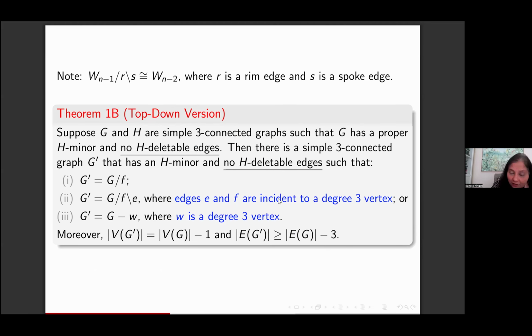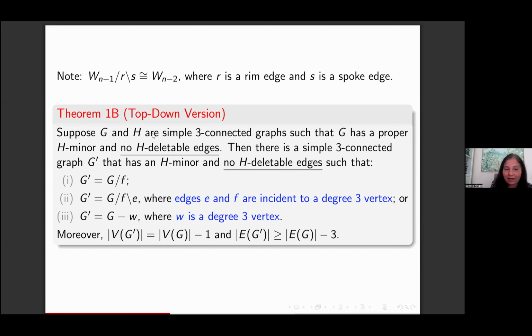So I don't have to exclude wheels when I write the top-down version, because I can contract a rim element and then delete a spoke and get a smaller one, right? So when I contract a rim element, I get parallel edges and just delete a spoke.